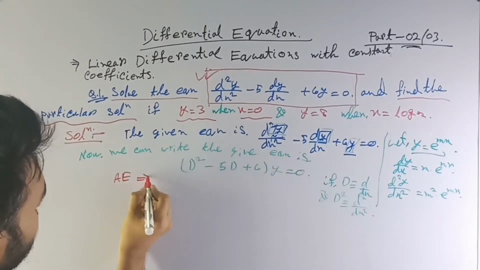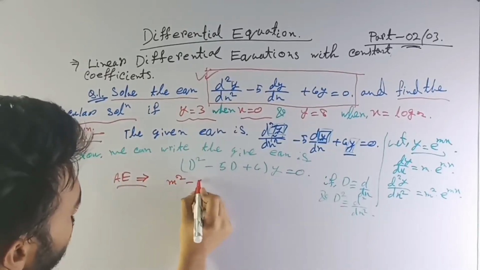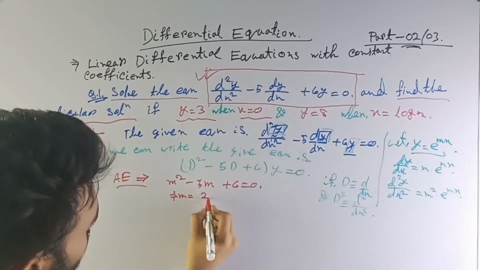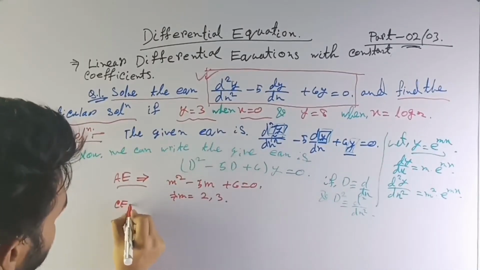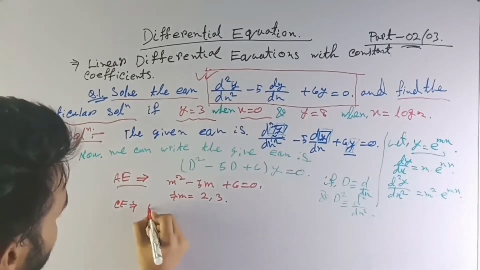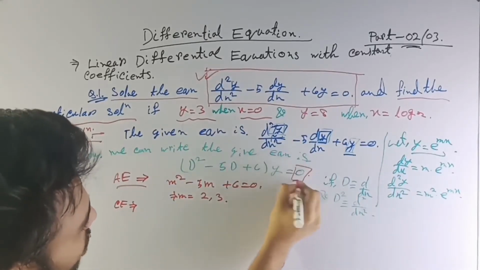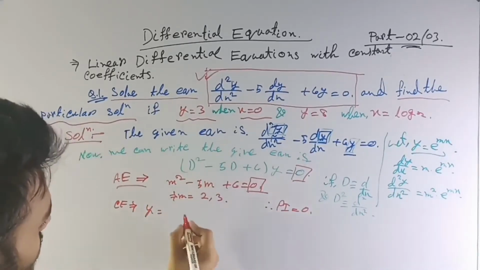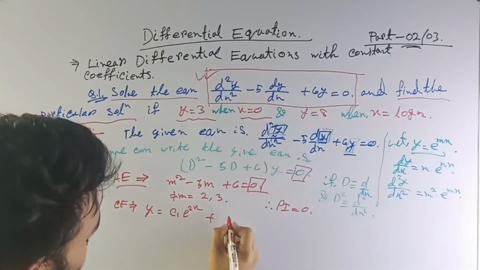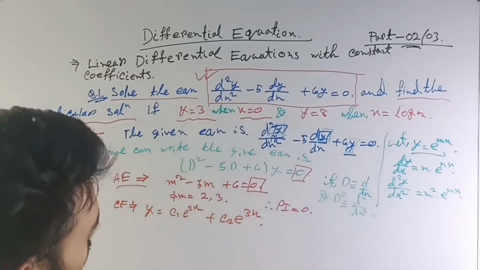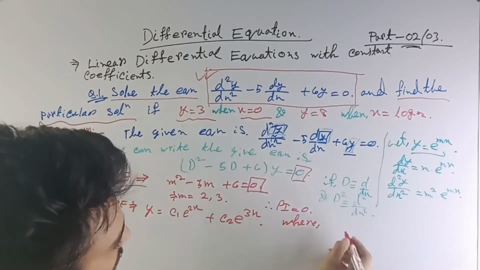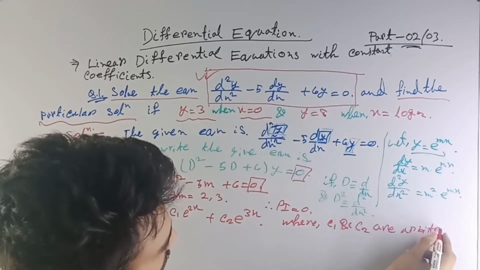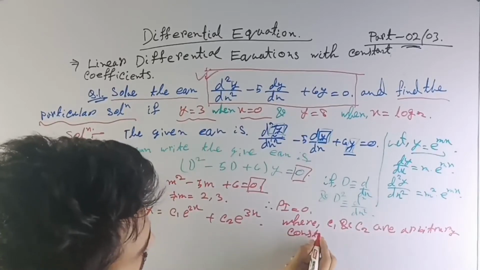There I explained why this comes about. So now AE, that means auxiliary equation, is m square minus 5m plus 6 equals to 0, therefore m equals to 2 and 3. So CF equals to y, and PI equals to 0. So c1 e to the power 2x plus c2 e to the power 3x, where c1 and c2 are arbitrary constants.